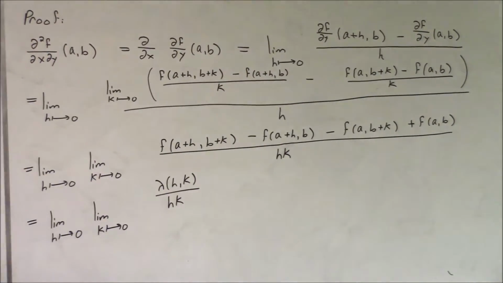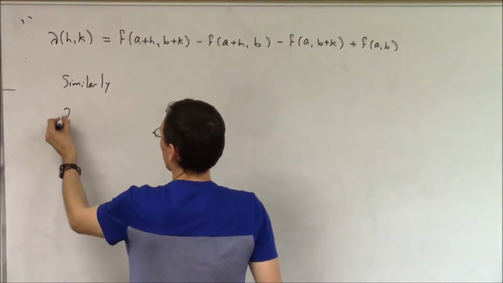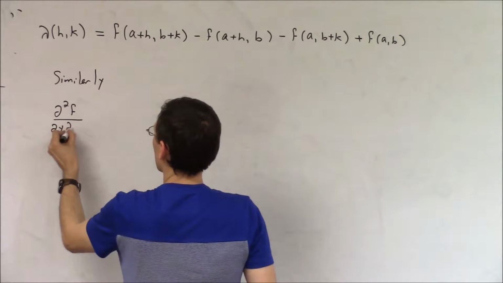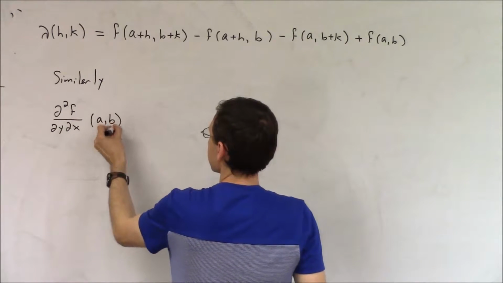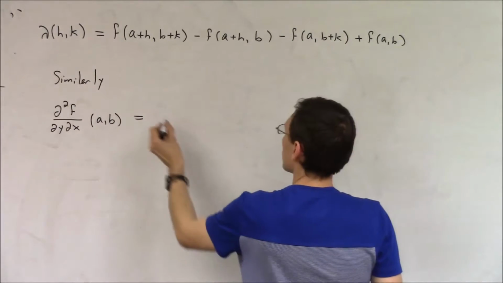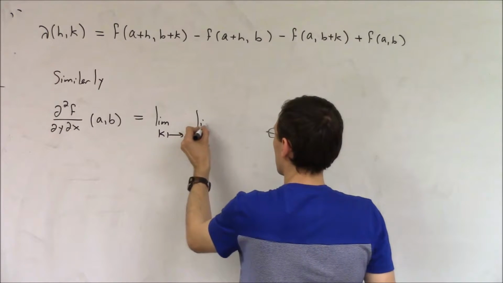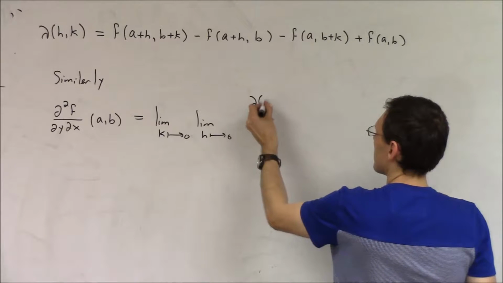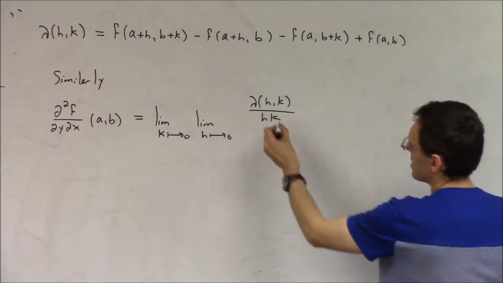Similarly, you can do that verification yourself. If I want to take the partial derivative of f first with respect to x and then with respect to y at the point (a, b), that would be the limit as k goes to 0, limit as h goes to 0 of lambda of (h, k) divided by hk. Look how similar they are, very similar.